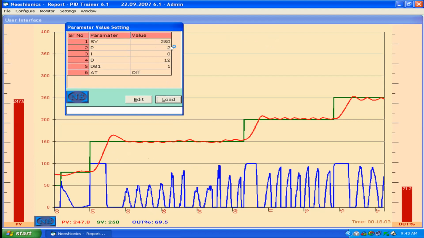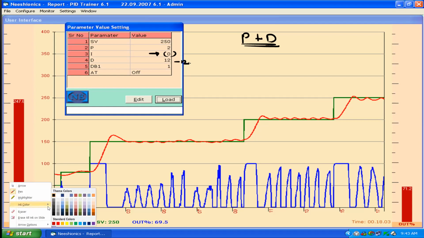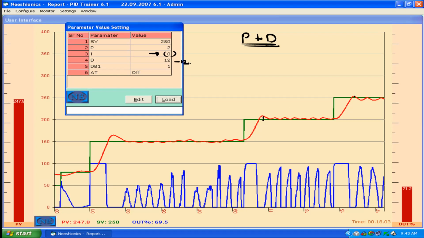Now we will see the combined effect of proportional and derivative action. Here the integral value is 0. We have set the derivative value as 12. The effect of derivative action is that it will try to minimize the overshoot. If you compare this value and this value, it has reduced the overshoot, but the system is oscillatory. So to minimize this oscillation, we have to add the integral value.